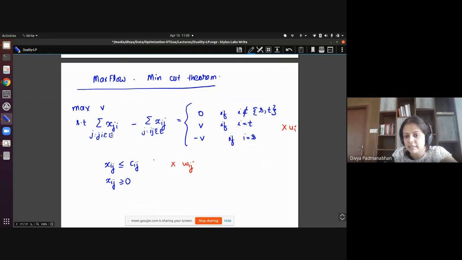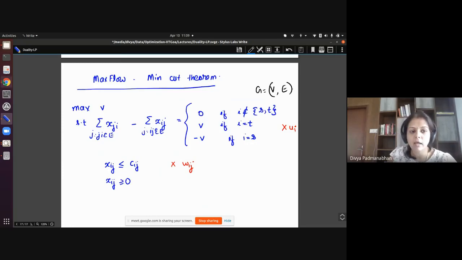You have your network G, which is made of vertices V and edges E. The variables are the amount of flow that you send on each edge, and Cij is the capacity of each of the arcs. So you always want to ensure that Xij is less than or equal to Cij, so you don't exceed the capacity of each arc, and you also had this flow conservation.